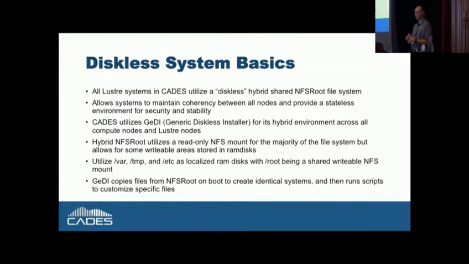Then you have things like /var and /tmp. Those also have RAM disks created. And for certain pieces of the file system that need to be customized at runtime, there are GeDI scripts that'll do that. Network interface config files, things like that, that might be slightly different across the nodes. Those initial files are copied into /etc, and then a script will run and make tweaks to those and customize them or generate them on the fly.